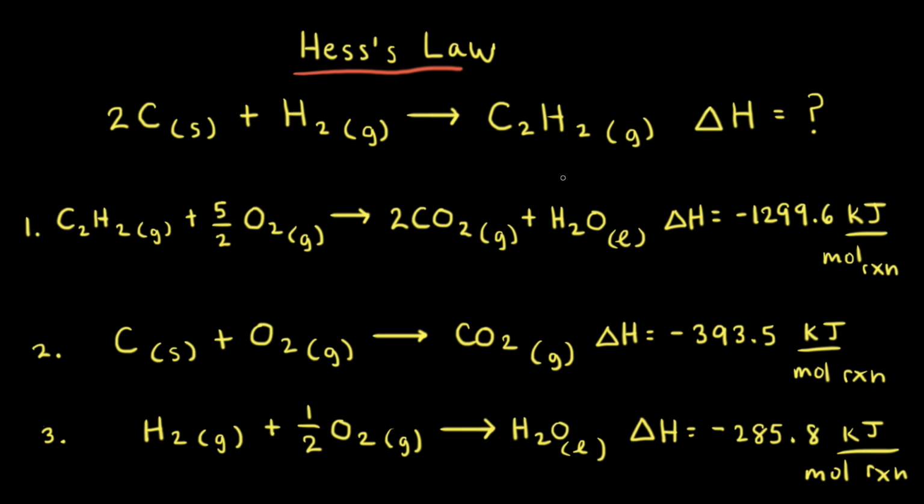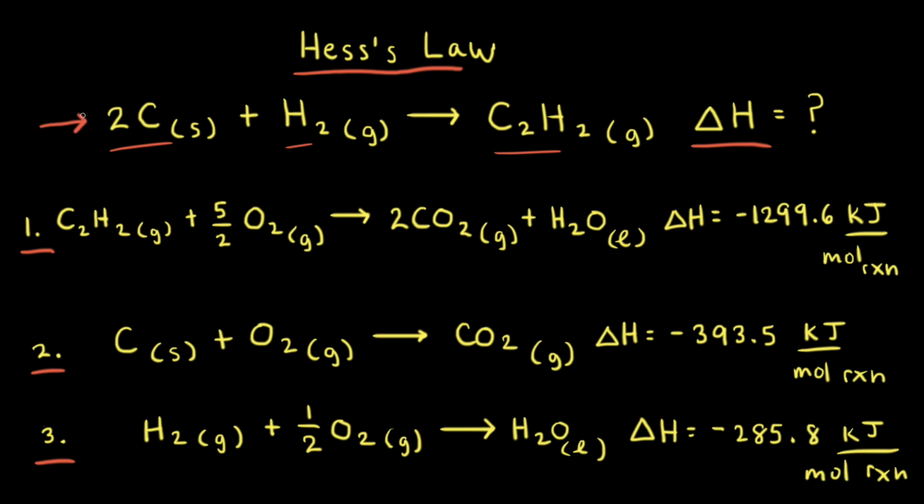As an example, let's say we're trying to find the change in enthalpy for the reaction of carbon with hydrogen gas to form C2H2, which is acetylene. We can calculate the change in enthalpy for the formation of acetylene using these three reactions below. Our approach will involve looking at these three reactions and comparing them to the original reaction to see if we need to change anything.